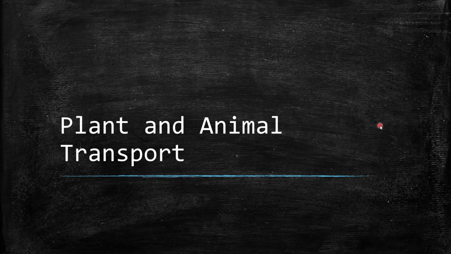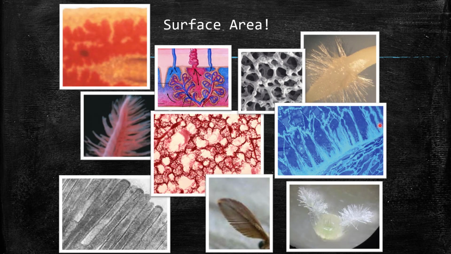Before we go into transport today, I thought I'd show you this slide that I produced showing you different structures that have increased surface area in different groups of organisms. Here we have the gut of a flatworm. Here's the placenta in a human, showing lots of surface area for transfer of nutrients to the developing child. Here's the gill of a salamander, lots of surface area.